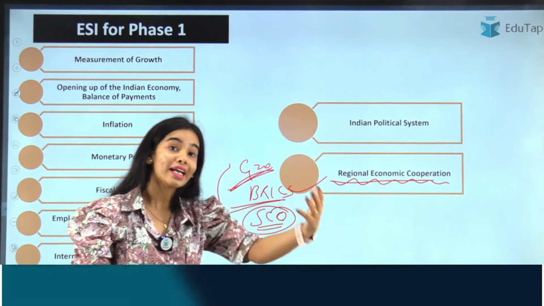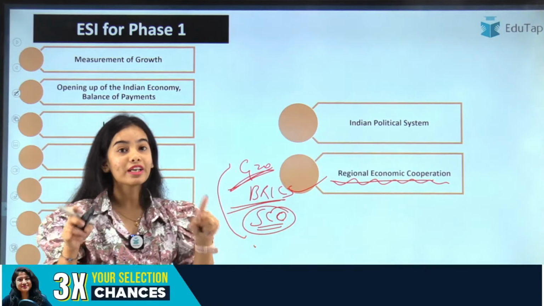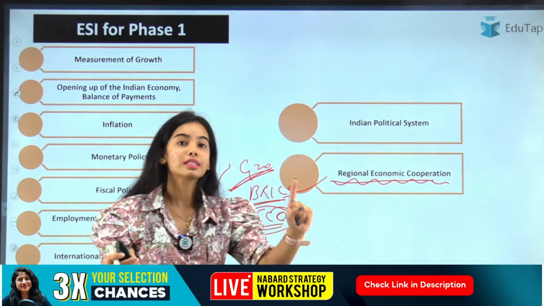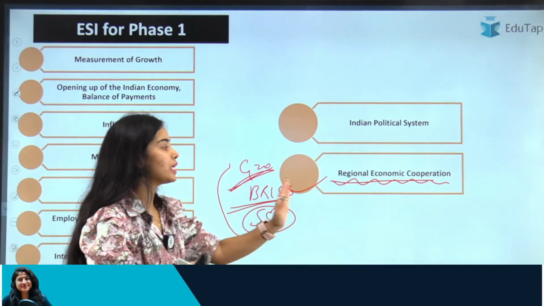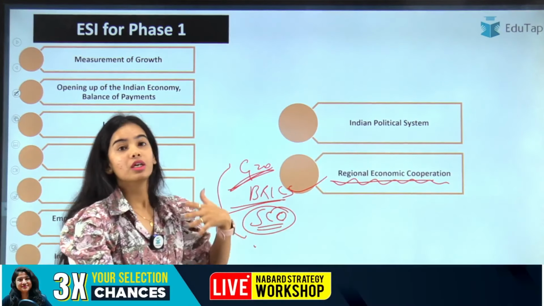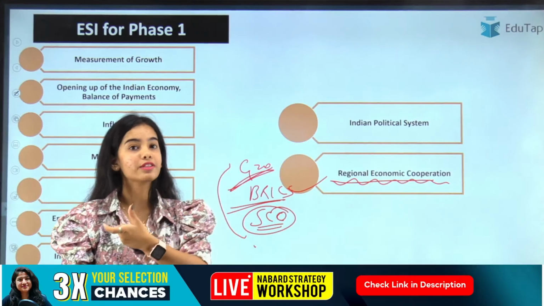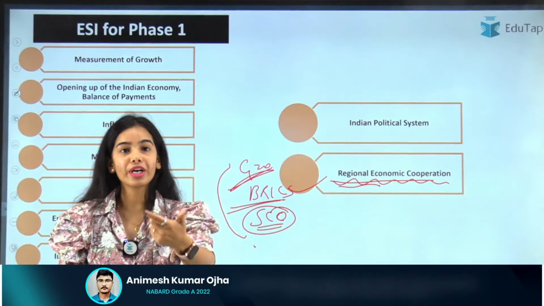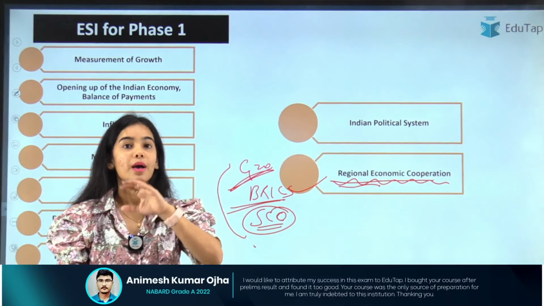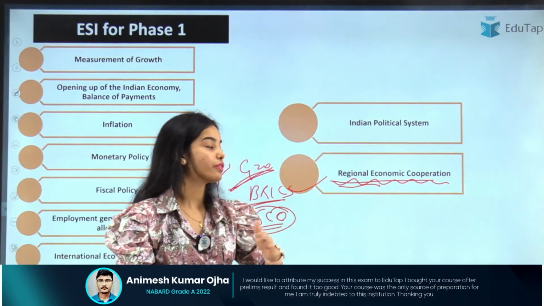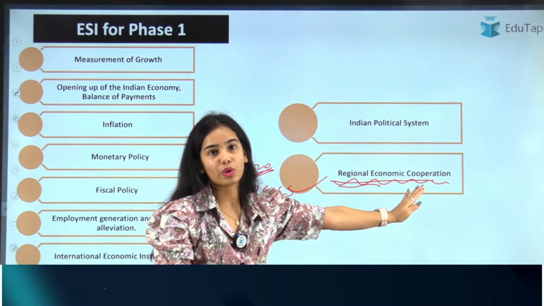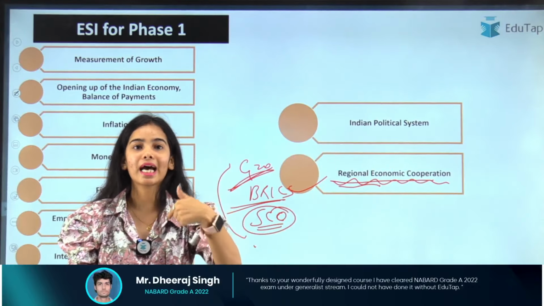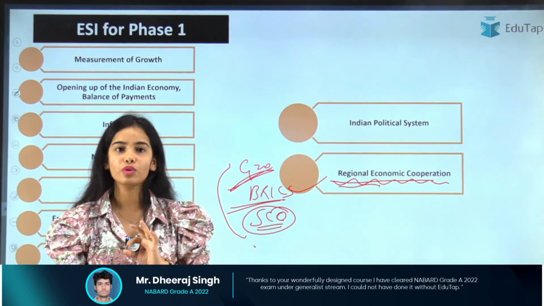You should have the static knowledge about these also. So whatever regional economic cooperations are in the news, you should have the static knowledge about them. When were they formed? How many members do they have, and all this information you should have. So regional economic cooperation is actually a point from current affairs, but you should have the static knowledge of these current affairs also. Okay, these regional economic cooperations. So only those that are in the news right now, those you have to follow.